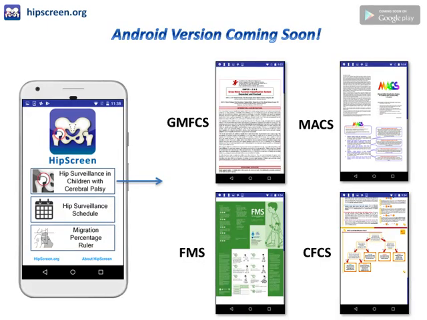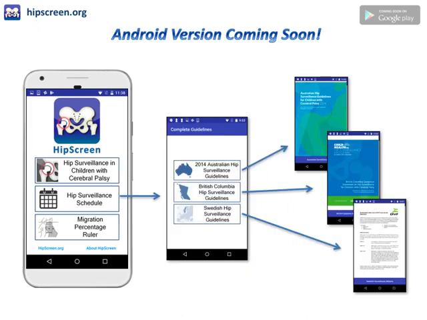The Android version is coming soon. We're still in the final processes of getting that launched. It will have some additional features that we hope to bring over to the iPhone version too, including the full descriptions of the GMFCS, the MACS, FMS, and CFCS, which are all various ways to categorize upper extremity function, motor function, and communication function in children with CP. So it'll be a resource that's beyond just hip surveillance. And we'll also include the full guidelines from Australia, British Columbia, and Sweden. That's kind of the full package, as well as links to their website, and also the CP Academy guidelines and website. So that's soon to come, hopefully within the next few months.